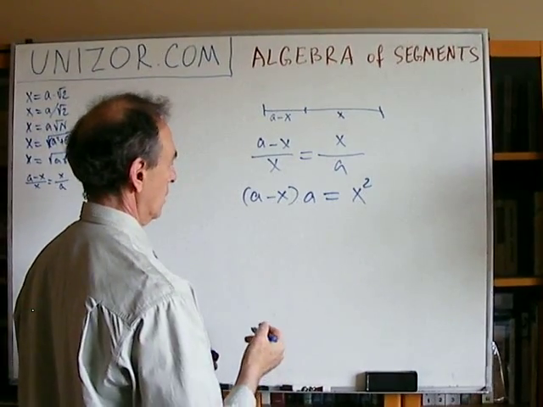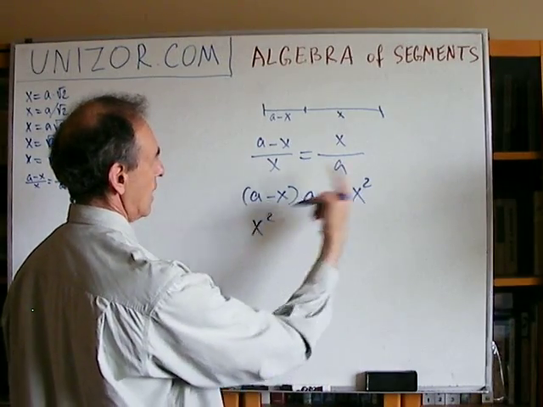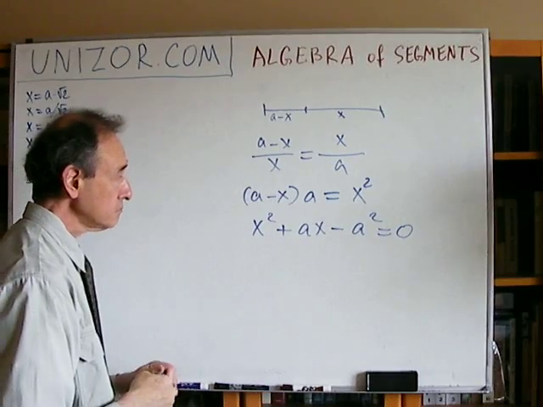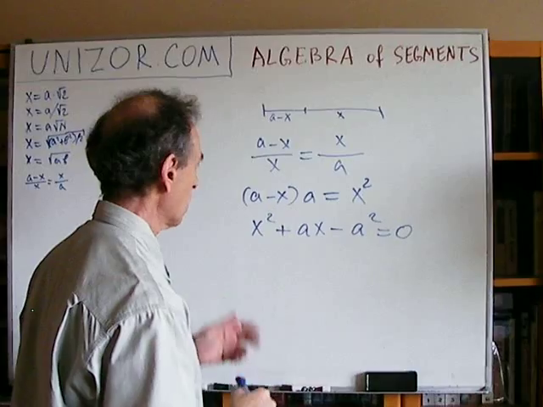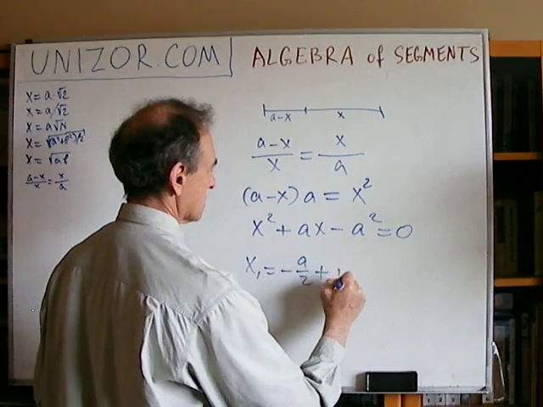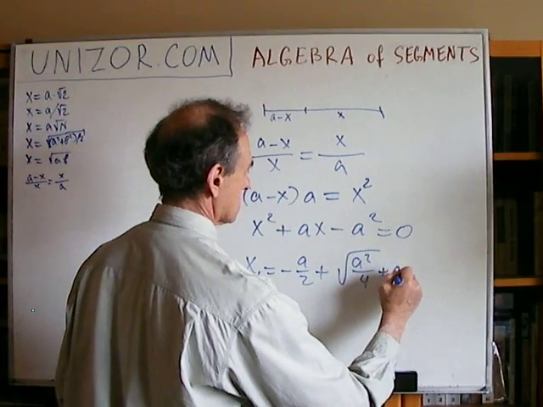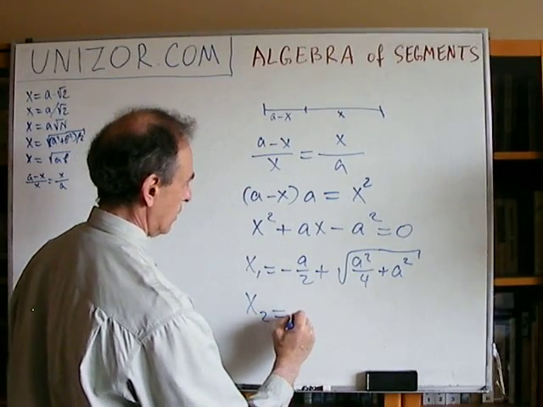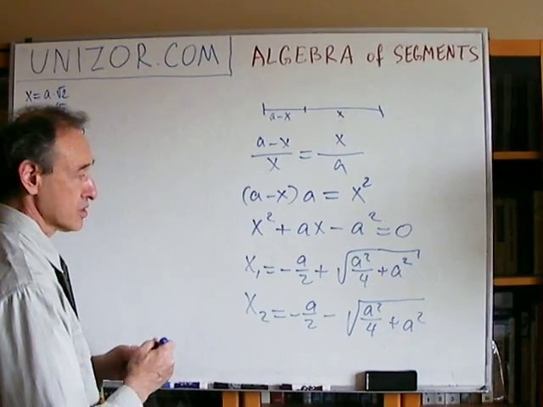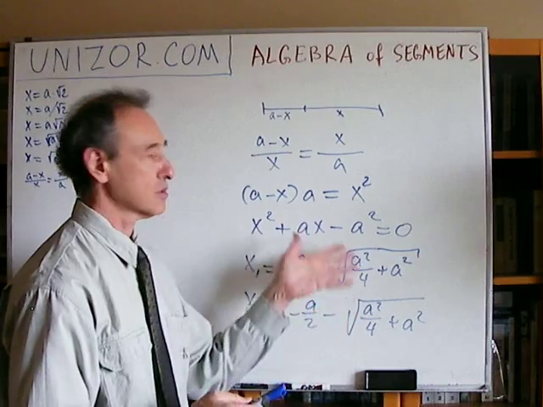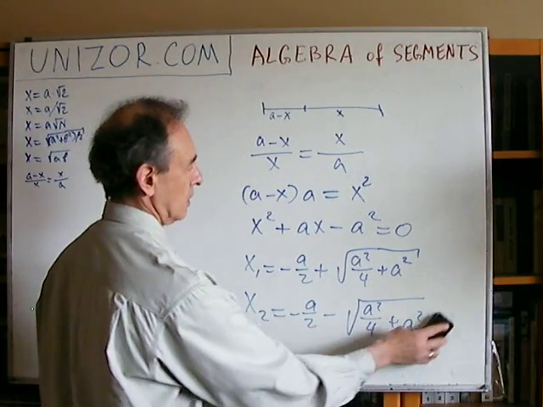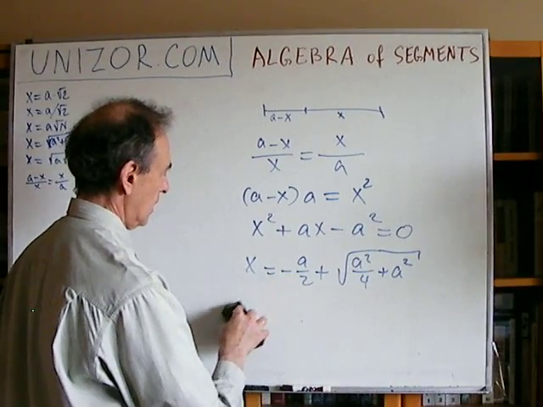Well, let's simplify it. X squared plus AX minus A squared is equal to 0, right? All right, fine. This is algebra so far. Now, what are the roots of this equation? X first is equal to minus A over 2 plus square root of A squared by 4 plus A squared. And the second value is minus A over 2 minus square root of A squared by 4 plus A squared. So two solutions. Obviously, it's the regular solution to a quadratic equation. Now, this one is definitely not good for us because this is negative. A negative number cannot be the length of the segment. So let's forget about this one. And this is a solution.